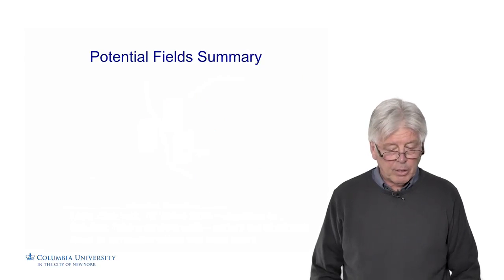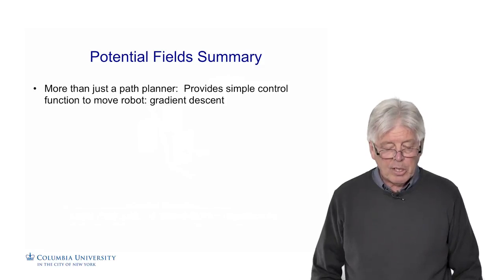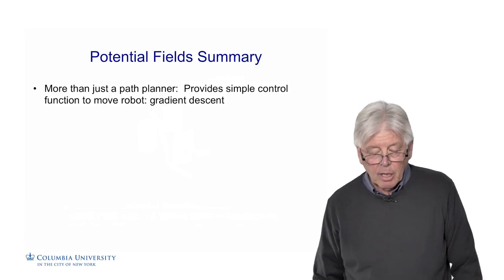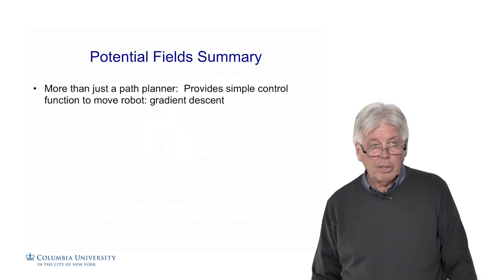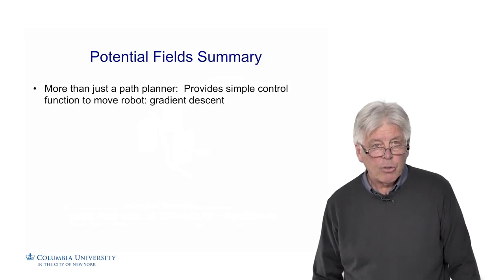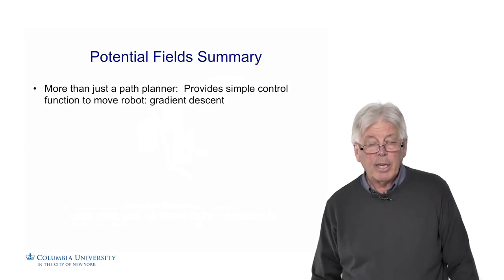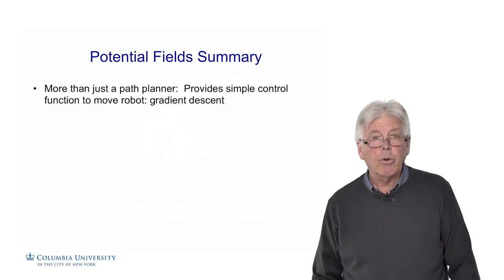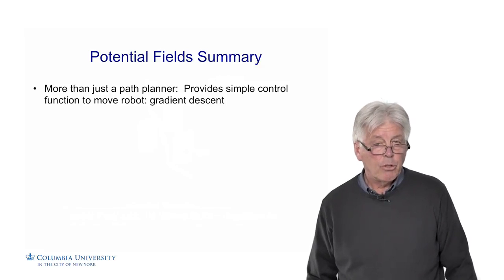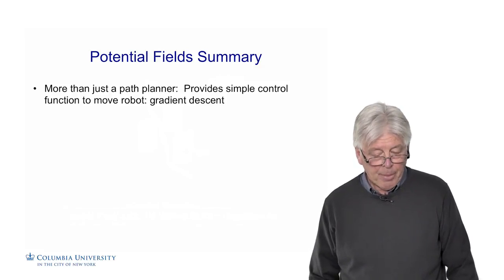So let's summarize potential fields. They're more than just a path planner. When you follow the gradient from this energy function, you can provide a simple control function. So you're not only showing the path, but you're showing the robot how to do this. And you can actually relate this to, if you think of the potential as distance, you can think of the derivative of the gradient as the velocity. So it actually gives you a control which you can translate into a velocity for the robot to move. So farther away, the robot will move very fast because you're taking the derivative of a large distance, and as you get closer to the goal, the velocity will slow down because you're very close and you won't have as much of a derivative. And again, this is all due to the gradient descent algorithm.